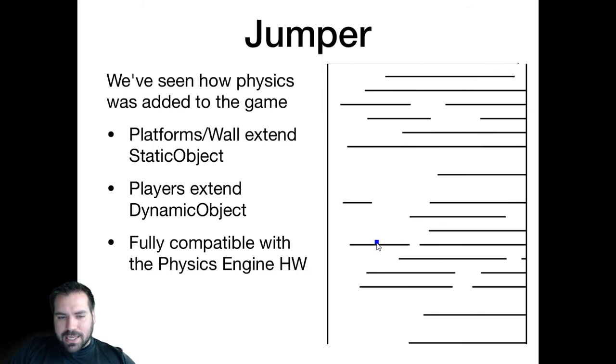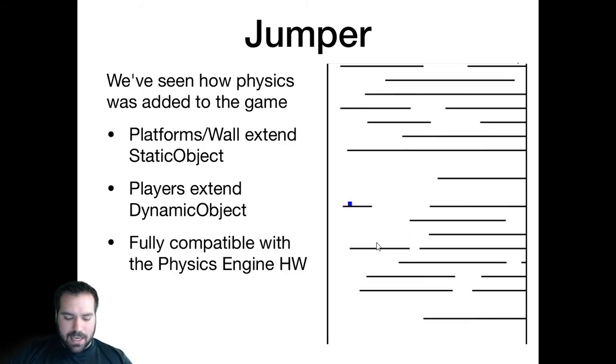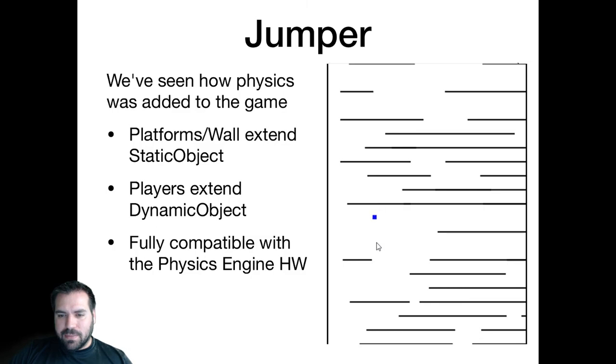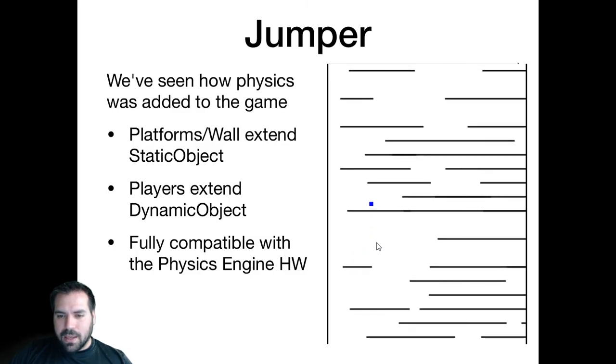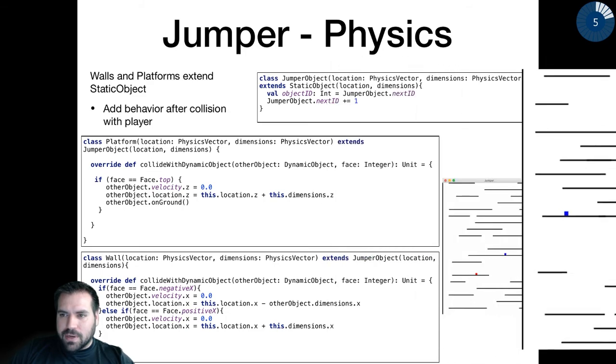And then the player extends dynamic object. So as soon as I hit the jump button, its velocity is being set, and then the physics engine takes over from there. This has the completed homework in it and has all the physics from that assignment implemented in it. So on the physics engine side, we saw this. I don't want to dwell on it, but I don't want to skip over it either.